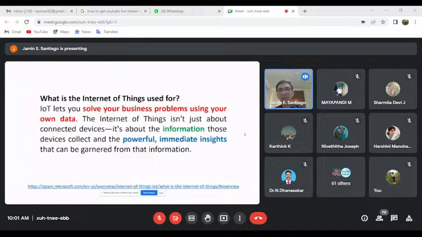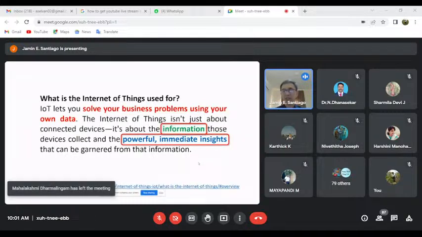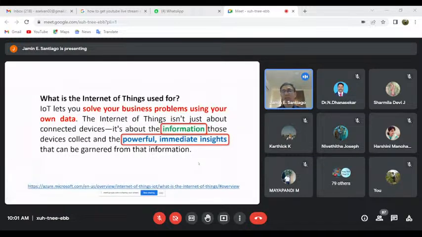But what is the use of the Internet of Things? The Internet of Things is not about the device, it's not about the sensor actually, it's about the information. And from this information, what powerful, immediate insights can we get? Because we want to solve some problems. To solve those problems, we have to rely on information. That information comes from the data sent by the sensors through a communication network. So this is the Internet of Things.